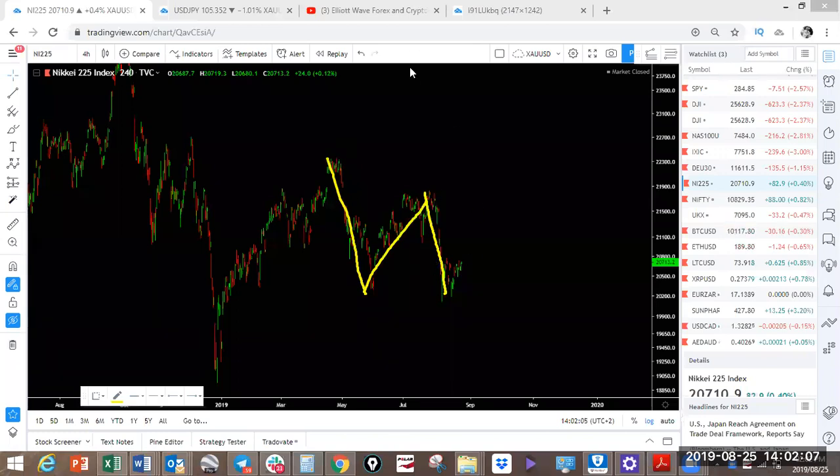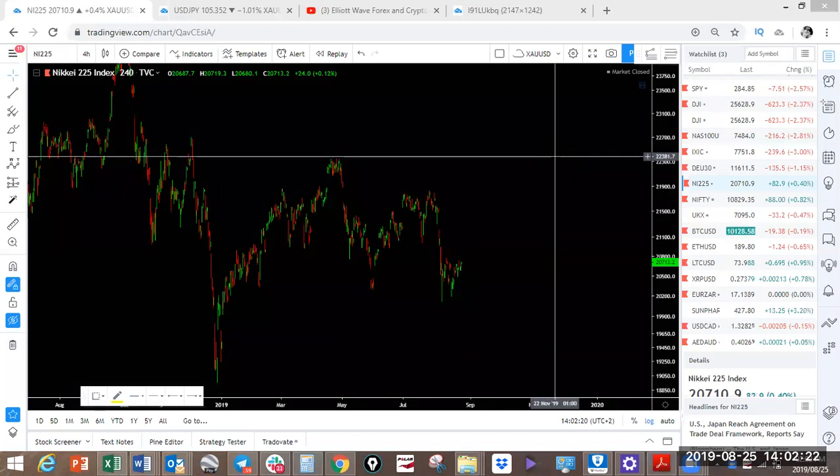Now it looks like it's got one more down here. We've got 4 up to wave 4 here, and we'll be looking for this one to make the wave 5 to complete this structure. This one should complete around about here, and then we push back higher. Let's see how this plays out. Now that is the NIKKEI.